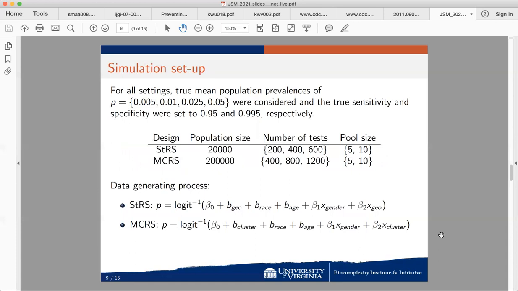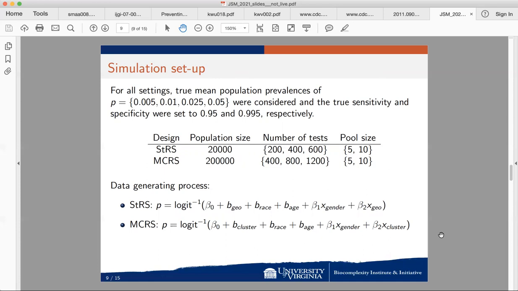Okay, so here I present a simulation study using these models. For all settings, the true population prevalence was considered to be 0.5%, 1%, 2.5%, and 5%. The true sensitivity and specificity were set to be 0.95 and 0.995 respectively. For this simulation, I considered two design setups. The first is stratified random sampling. Here, the population was considered to be 20,000, and I considered 200, 400, and 600 tests along with pool sizes of 5 and 10.